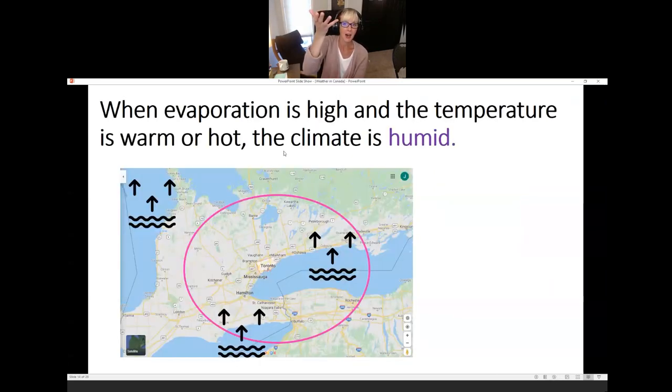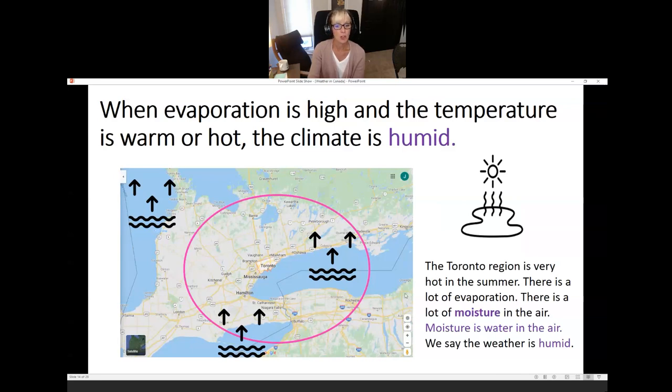When evaporation is high and the temperature is warm or hot, the climate is humid. So the Toronto region, you can see here the city of Toronto, right? The whole region of Toronto is quite humid in the summer. There's a lot of lakes, okay? Here's a lake, here is a lake, and here is a big lake. So much water evaporates. And this water is actually in the air. You can feel it. When it's hot and humid, the temperature feels hotter.